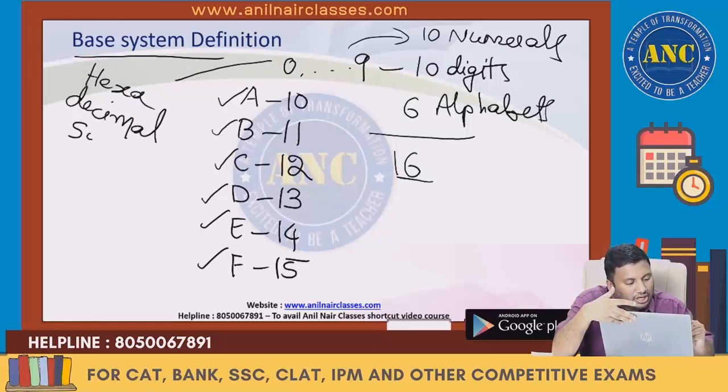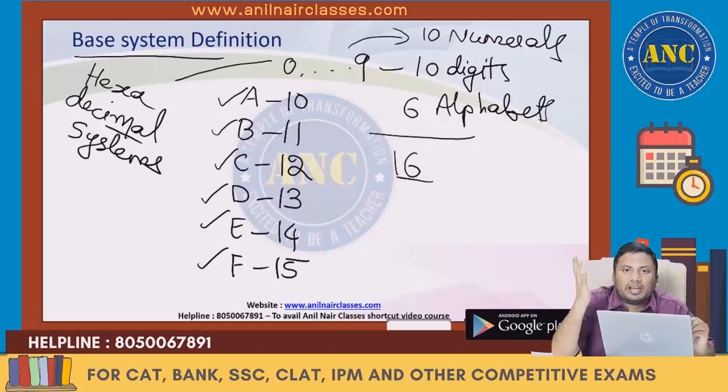All engineering students, pay a little extra attention to it. Definitely 2 marks you will get, and these 2 marks can be solved in less than 1 minute if you understand this idea. Hexadecimal system. Hexa is 6, decimal is 10. A system which uses a combination of 10 numerals and 6 alphabets is called a hexadecimal system.